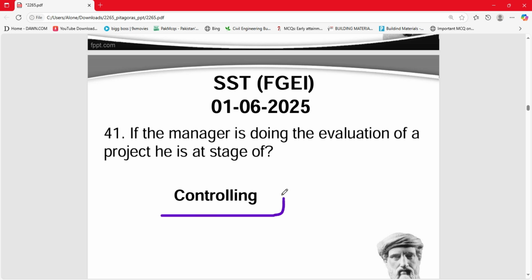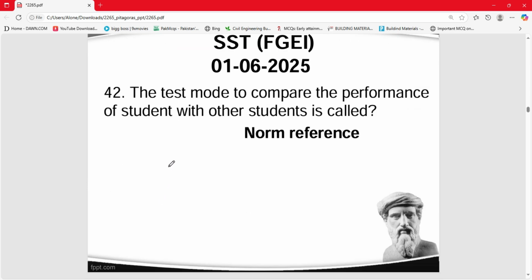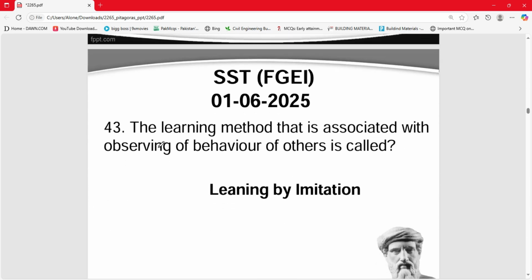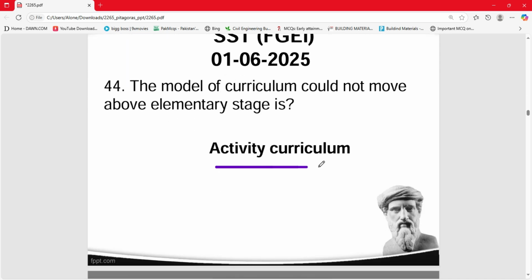So management and project management was also a part of this test. Our next question is, the test mode to compare the performance of a student with other students is called norm referenced. This is a type of comparison between the performance of one student and other students. Our next question is, the learning method which is associated with observing the behavior of others is learning by imitation. Curriculum activity. Then the right answer is curriculum activity.